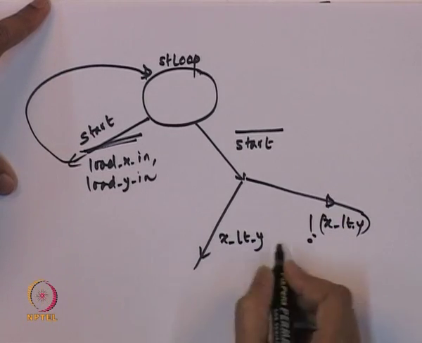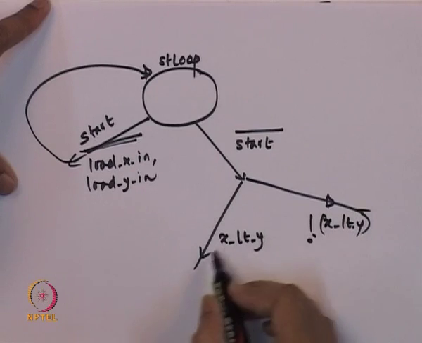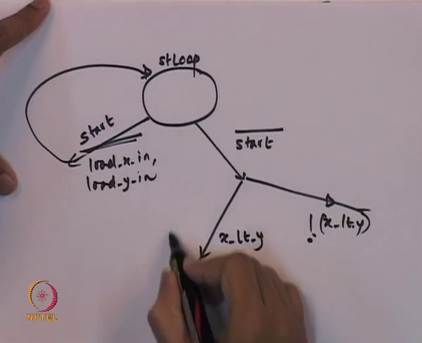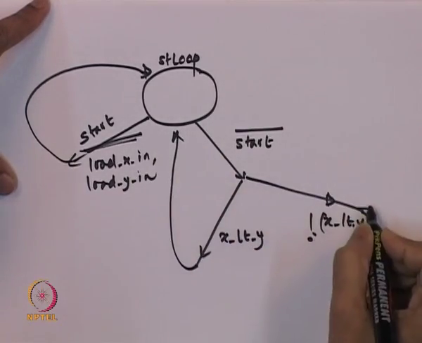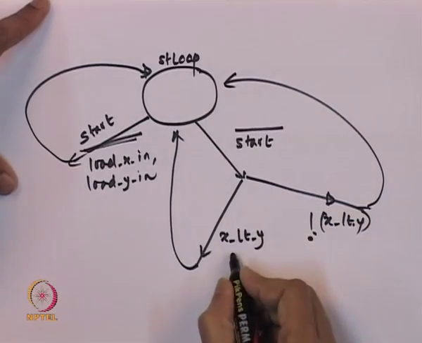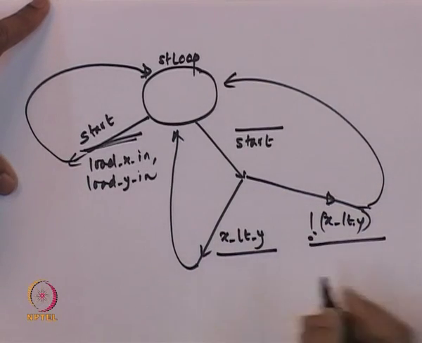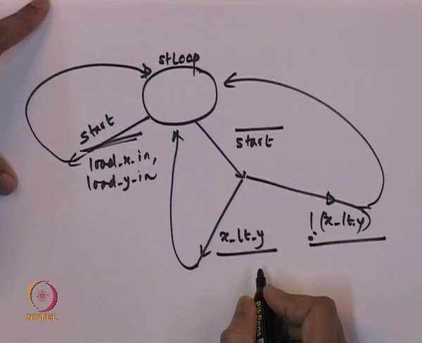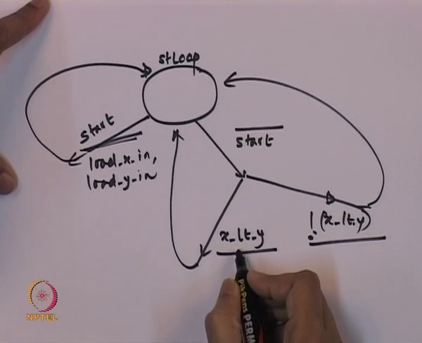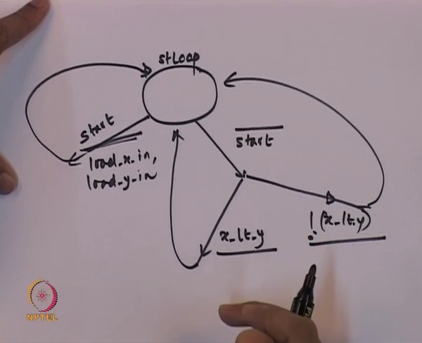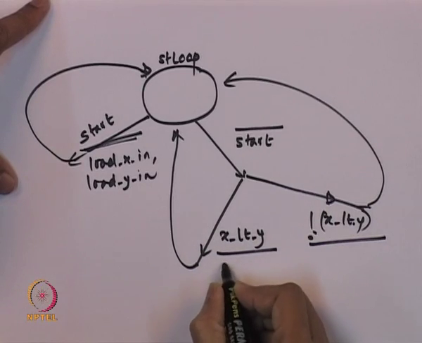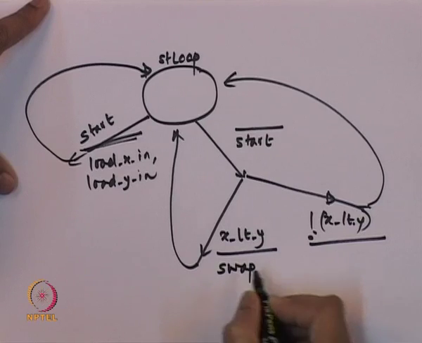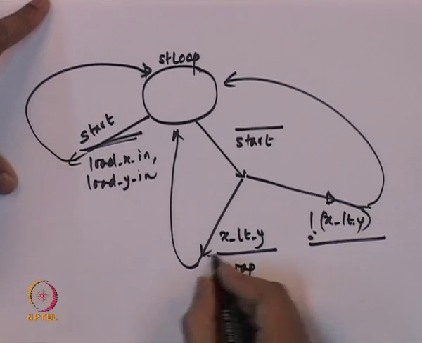Either this condition holds or that condition does not hold. In both cases, we will stay back in the same state. But different values of control signals will be generated. In particular, if X is less than Y, we know the controller's job is to tell the data path that it must swap X and Y. So, the swap signal is asserted.